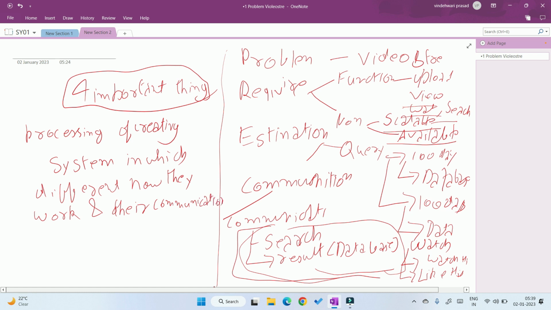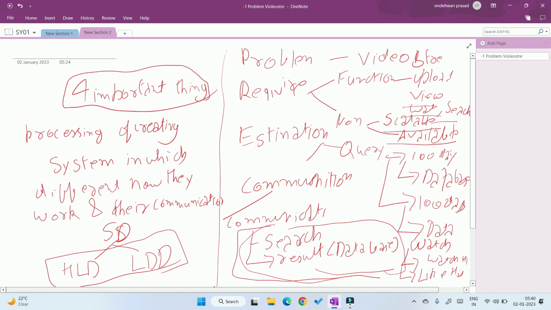Now system design has two different things. First one is high level design, second one is low level design. So you have to understand there are two different ways of designing a system. First one is high level design, second one is low level design. I will discuss these two terms in the next video. Till then.